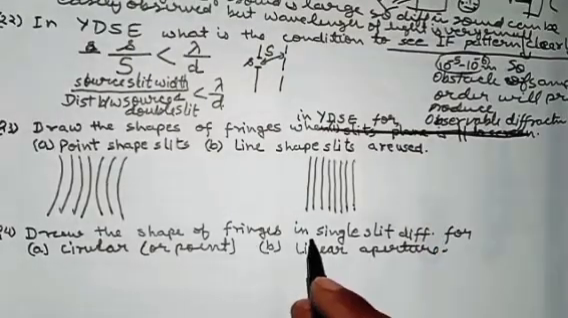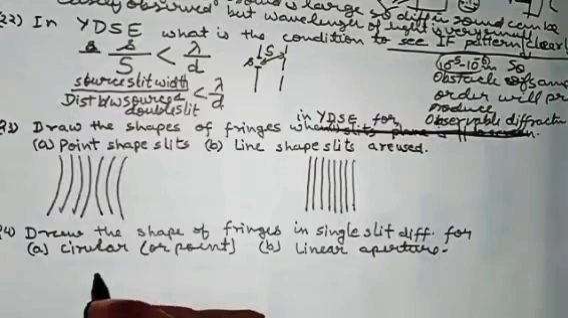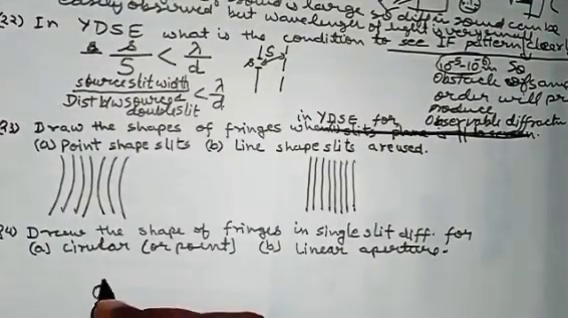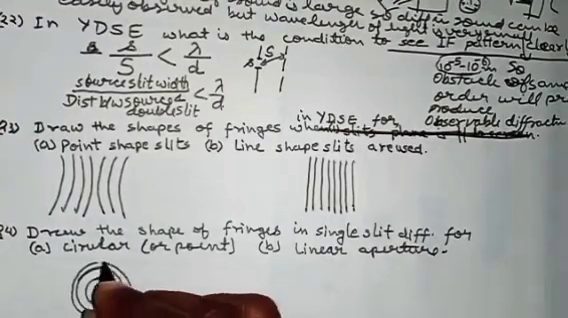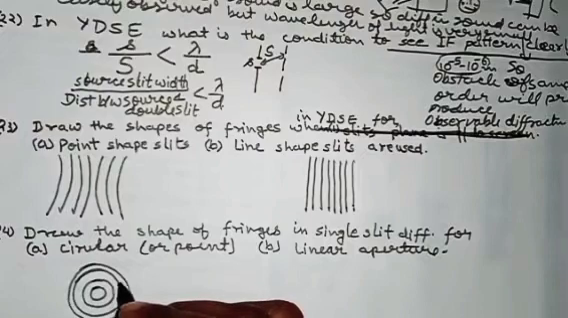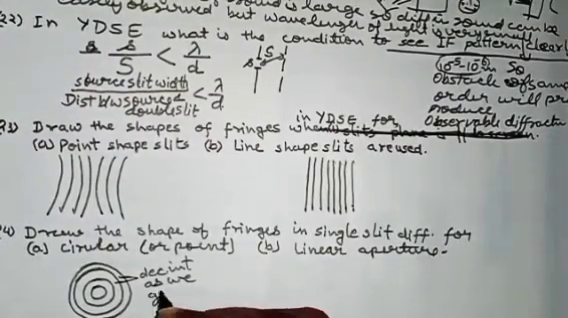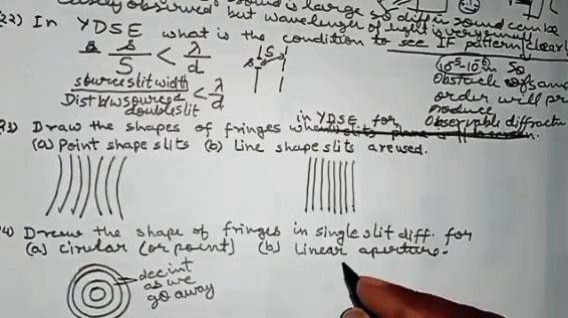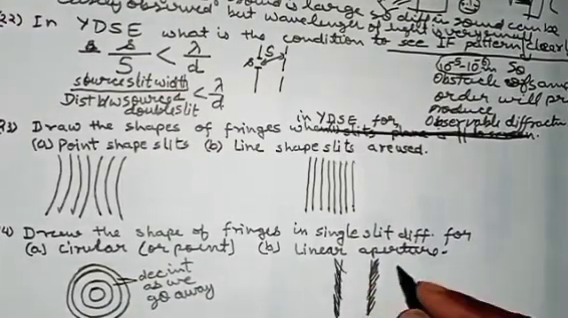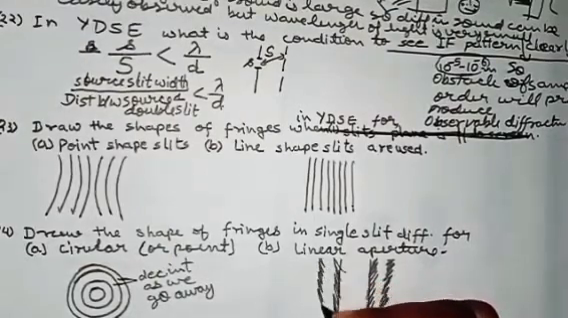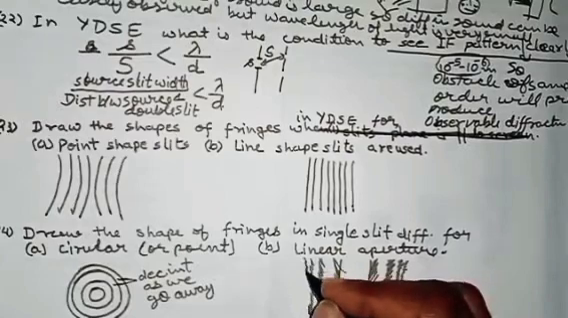In the same way, we have another question: draw the shape of fringes in single slit diffraction for circular or point and linear apertures. For circular, it will look like this, and so on, with decreasing intensity as we go away. And with a linear aperture, there is the central maxima, then minima, then maxima, with decreasing intensity, and so on.